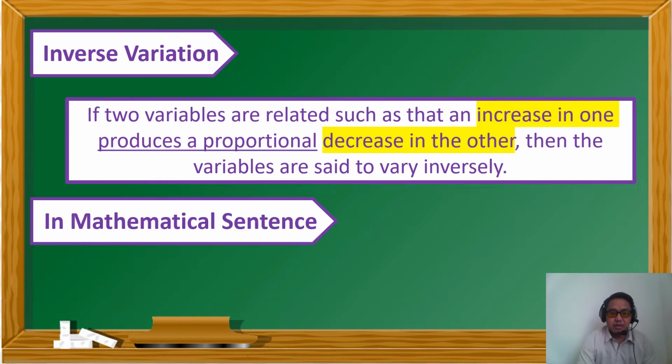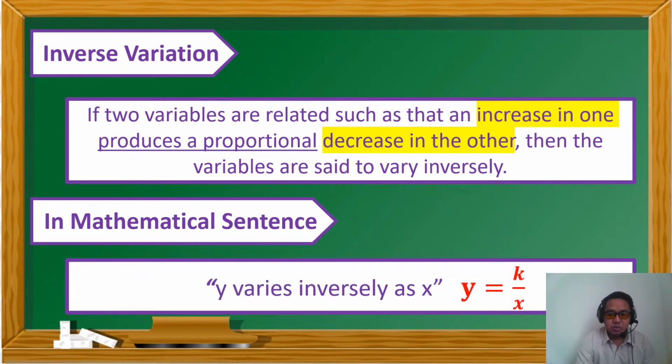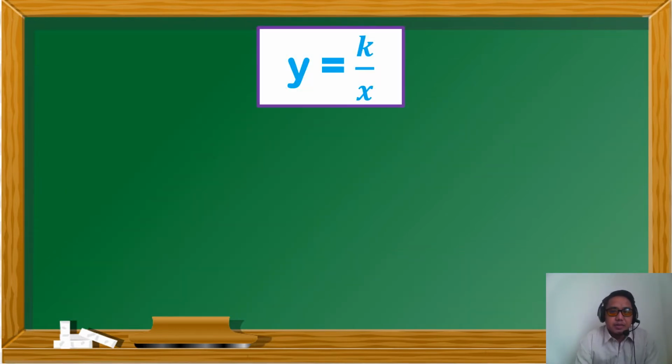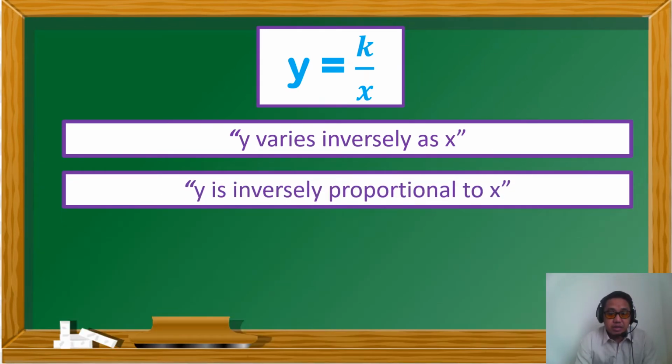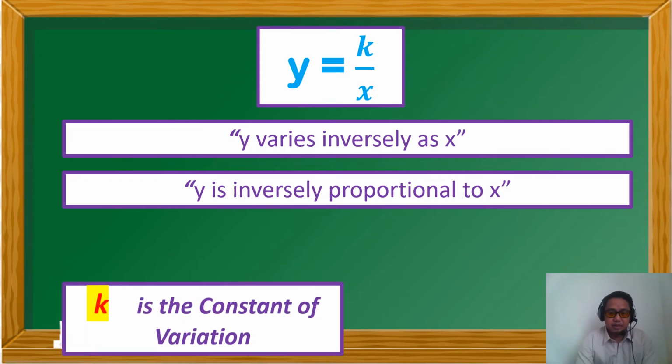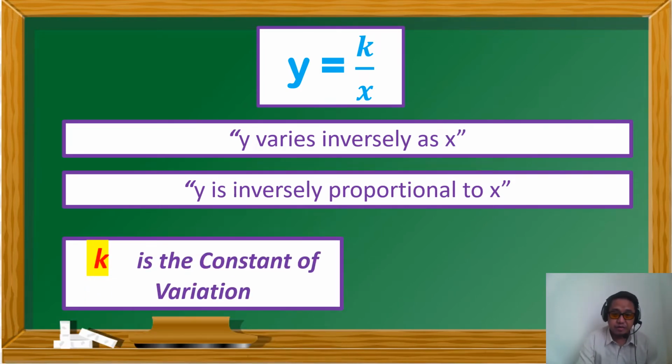May constant pa rin. In mathematical sentence, y varies inversely as x. That is y is equal to k over x. Okay, so yan ang ating gagamitin ngayon. Sa direct variation, y equals k times x. And this one, y is equal to k over x or divided by x. Yan. So we can read this as y varies inversely as x or y is inversely proportional to x. Again, k is the constant of variation.